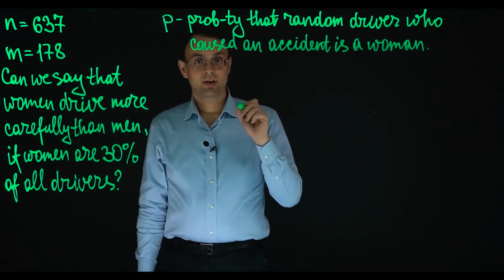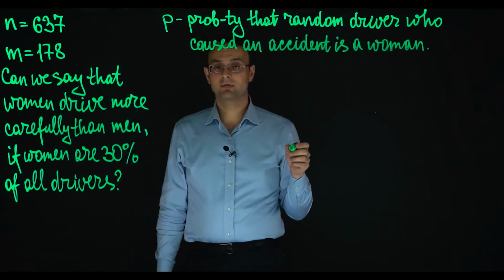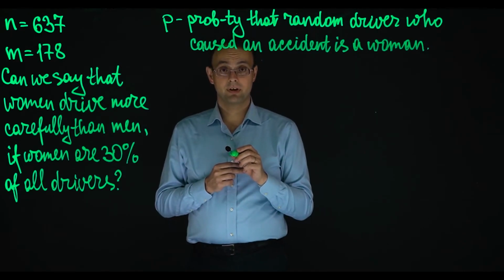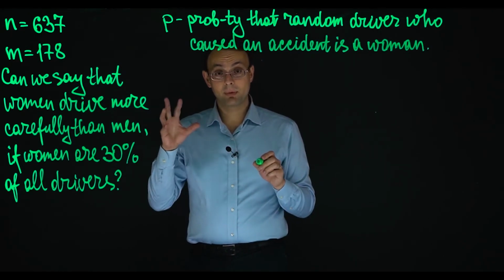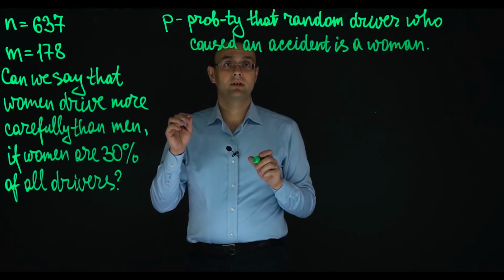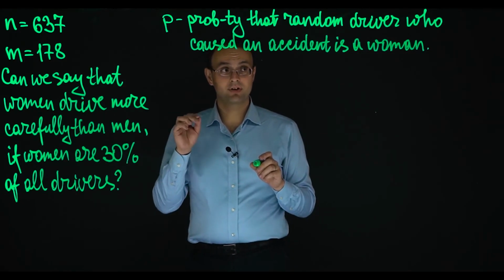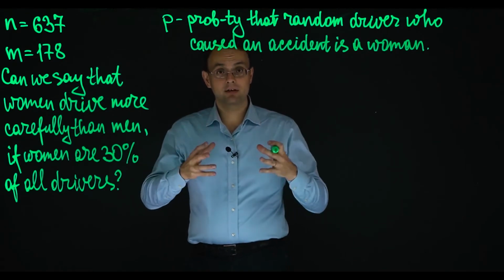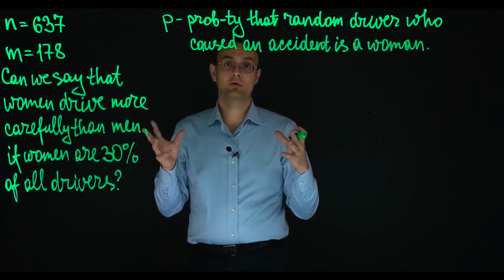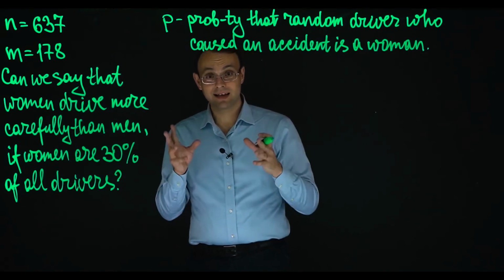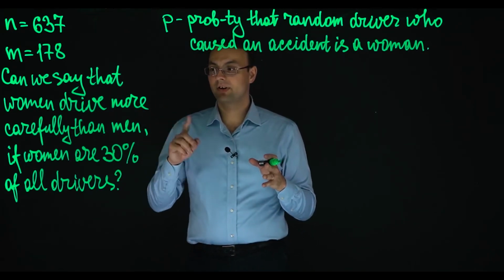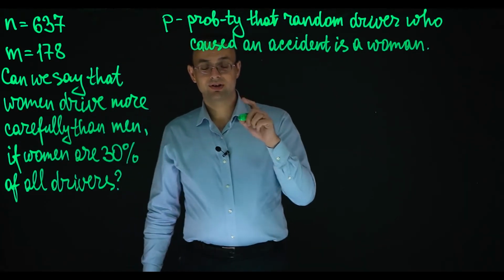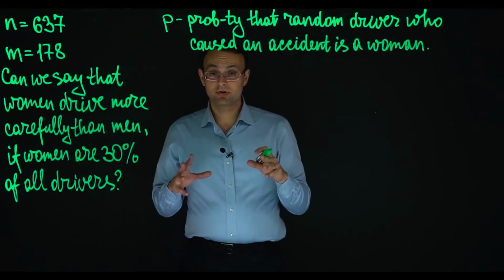And so the hypothesis we are asked to test is that P is less than 0.3. So the probability that a random driver who caused an accident is a woman is less than 0.3. That means that the share of women among those drivers who cause traffic accidents is less than 30%, less than their share among all the drivers. But we see that this hypothesis is a composite one.